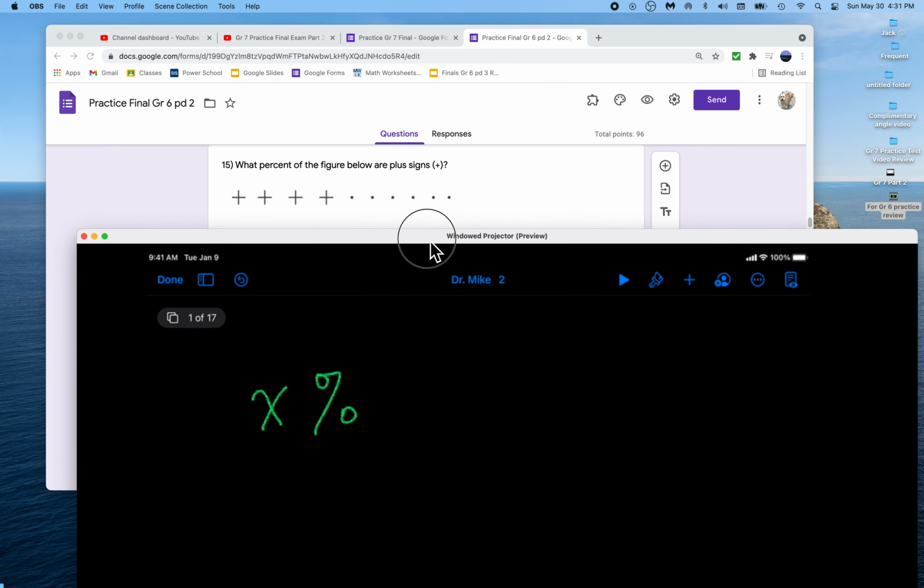Okay, so let's look at the figure. We have plus signs and we have multiplication signs. How many total are there? We have 2, 4, 6, 8, 10. 10 total. And of the 10 total, how many are plus signs? The question is, what percent is that?